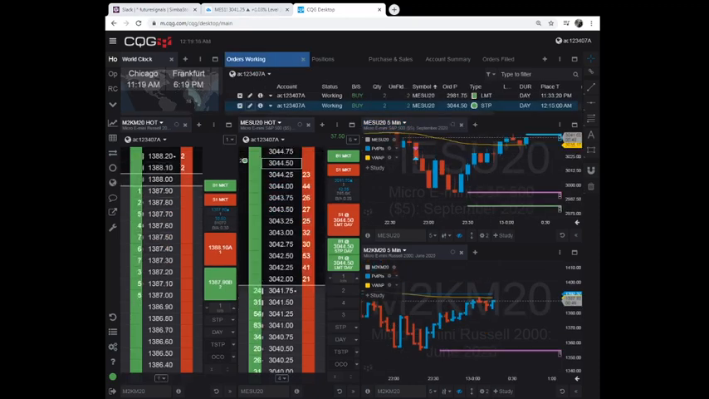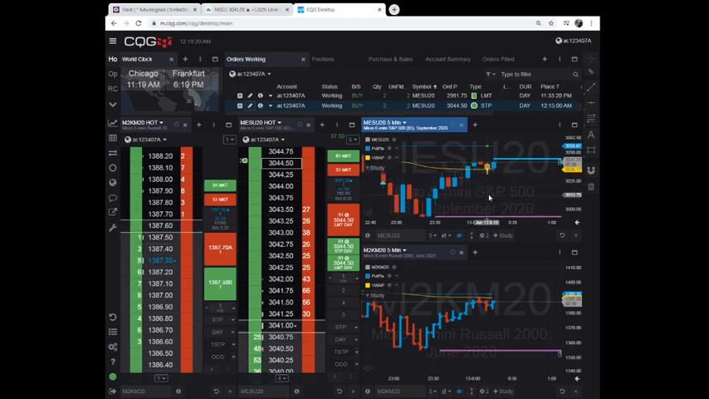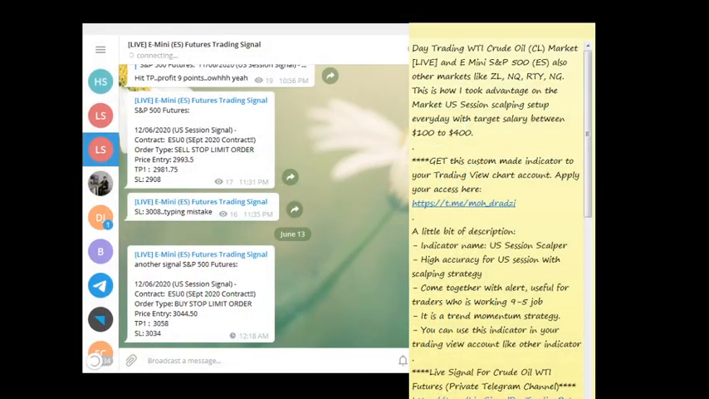Alright traders, we resume back again. Based on the current situation, let's focus on the top chart here, which belongs to the mini S&P. We have another signal. Based on my live Telegram channel, we are going to go long at 3044.50, expecting about a 14-point profit target. Okay, so let's wait and see.